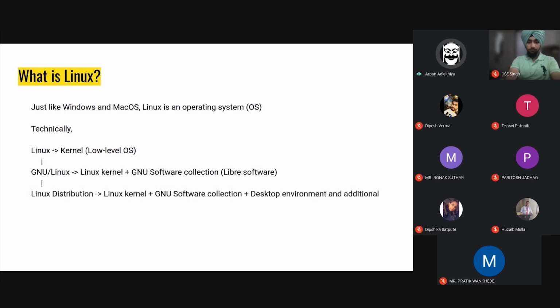The last thing is the Linux distribution. Many of you may have heard of Ubuntu or Debian or Arch or Fedora. These are all called Linux distributions. They are called distributions because they feature the Linux kernel, the whole software collection provided by GNU, and the desktop environment and additional software that you need in daily life. So we might say that a Linux distribution is a complete OS and not just Linux.